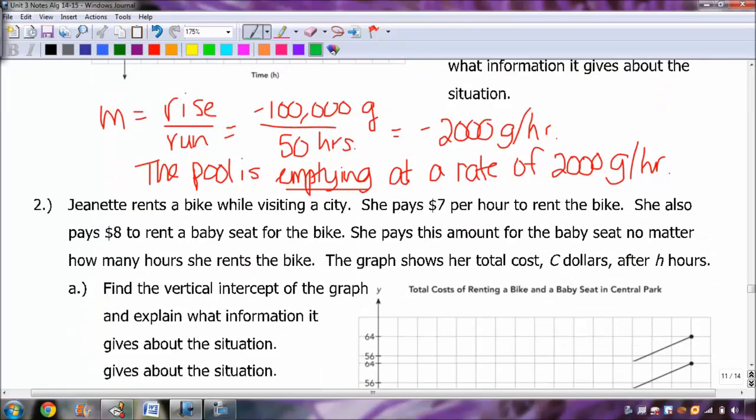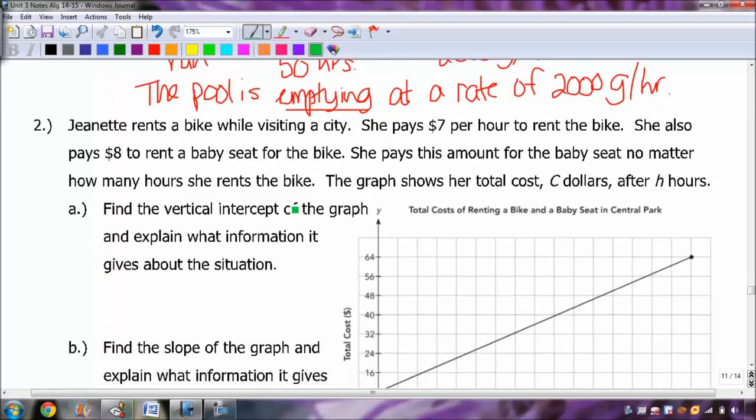All right? So let's take a look at question number 2. Jeanette rents a bike while visiting a city. She pays $7 per hour to rent the bike. She also pays $8 to rent a baby seat for the bike. She pays this amount for the baby seat no matter how many hours she rents the bike. The graph shows her total cost C after H hours.